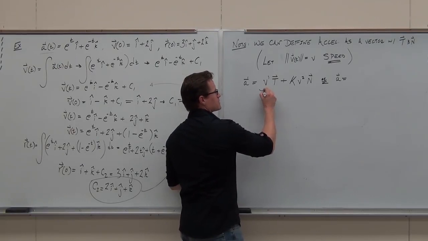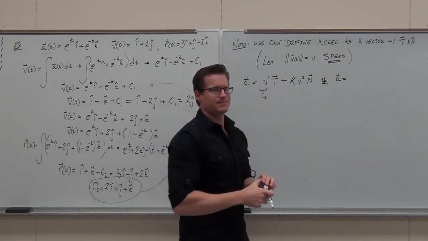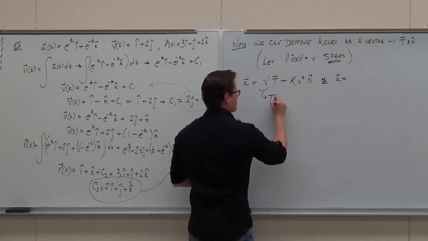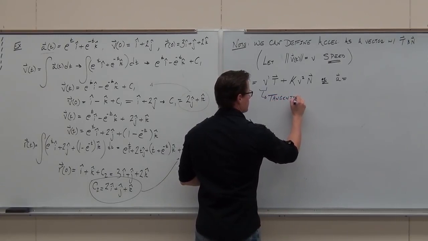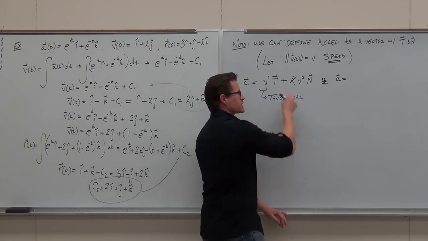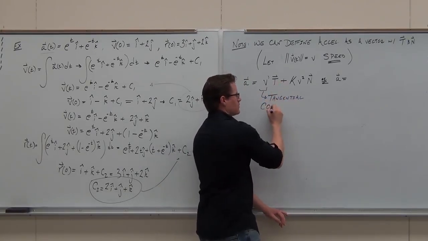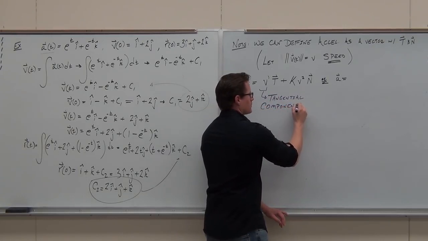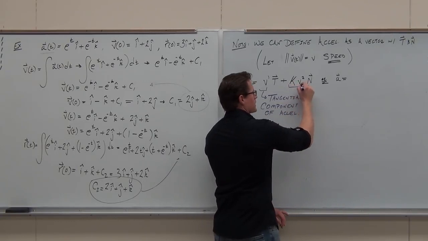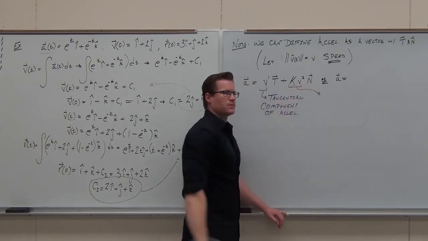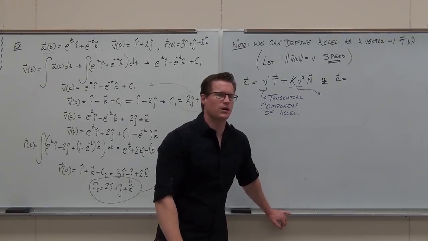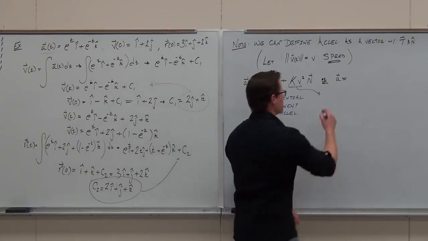This little piece is called, it's a horrible name, the tangential component of acceleration. It's almost like I'm making this stuff up, huh? I'm not, it's real. Tangential, because it's part of the unit tangent component of acceleration. And this piece right here, the curvature times speed squared, is the normal component of acceleration.